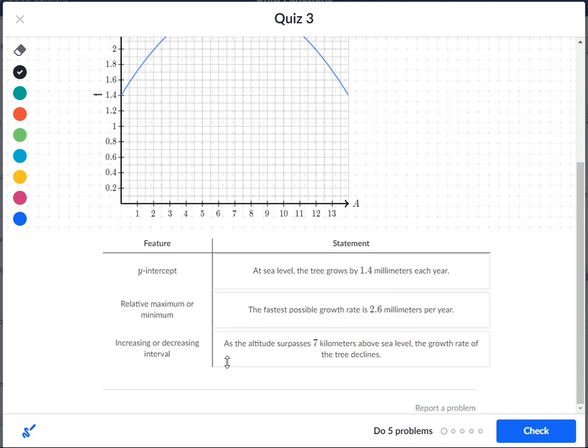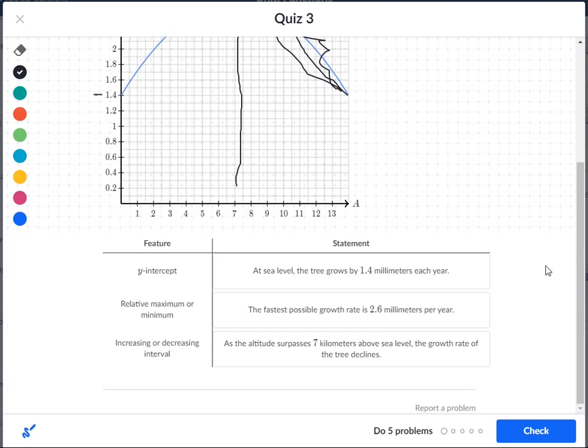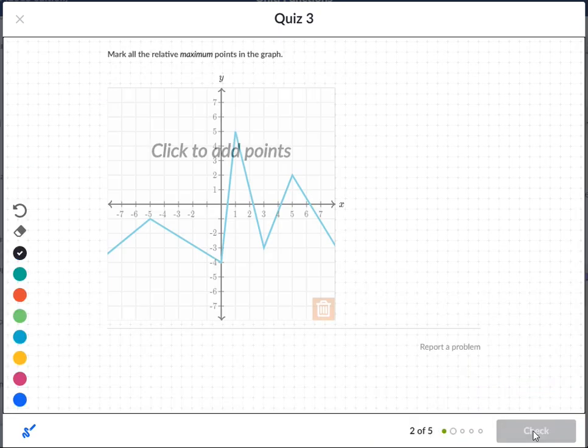Now the increase or decrease in intervals. It says as the altitude surpasses 7 above sea level, the growth rate of the tree declines. So here's your 7. If you go ahead and follow this up, you can see that it is going downward. So the graph does go downward. So let's check this. Okay, next question.